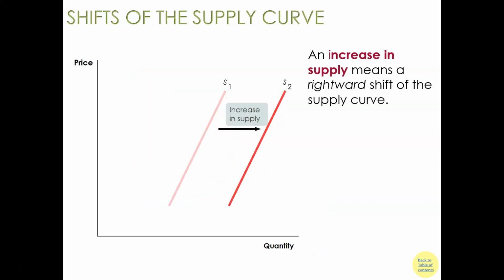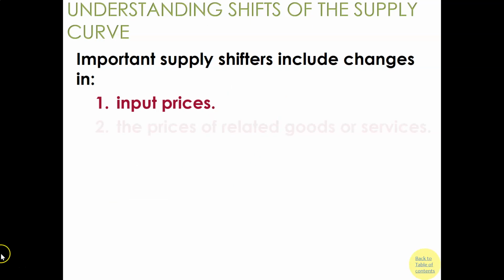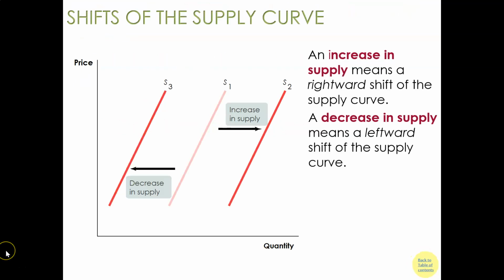Here's a shift of the supply curve. Rightward means increase in supply. So there's more quantity supplied at every price, right? And that's a rightward shift. A decrease in supply means a leftward shift. A leftward shift.